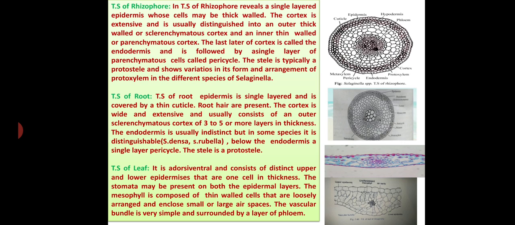It is dorsiventral and consists of a distinct upper and lower epidermis that are one cell in thickness. The stomata may be present on both the epidermal layers. The mesophyll is composed of thin-walled cells that are loosely arranged and enclose small or large air spaces. The vascular bundle is very simple and surrounded by a single layer of phloem.